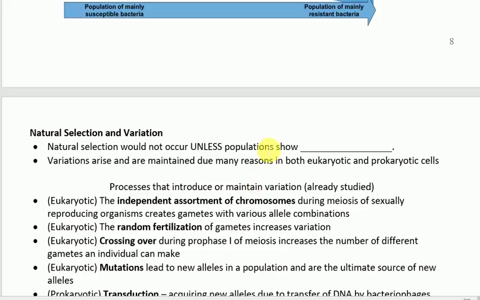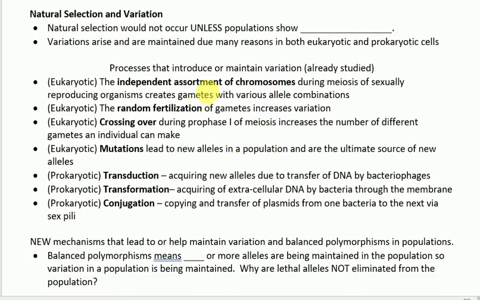Okay, natural selection and variation. It's important to know that natural selection would not occur unless populations show variation. Variations are going to arise, and they are maintained due to many reasons in both types of cells, eukaryotic and prokaryotic. So let's look at those.